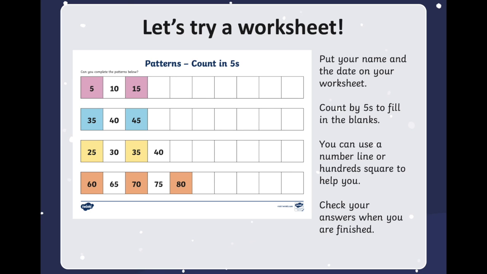Now, let's practice a worksheet. Put your name and the date on this worksheet, counting in fives. We need to count by fives to fill in the blanks. You can use a number line or 100 square to help you. When you are finished, check your answers to make sure they are correct.